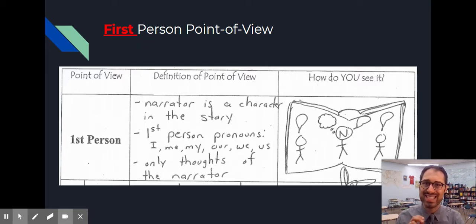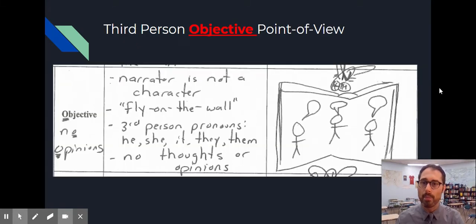We're going to skip second person point of view. Second person point of view uses second person pronouns like the word you. So if you look at a self-help book, when it says you should do this, that is second person. But there are 3 types of third person point of view.